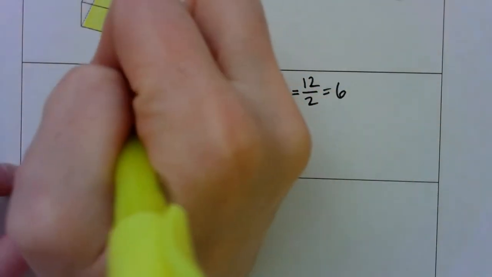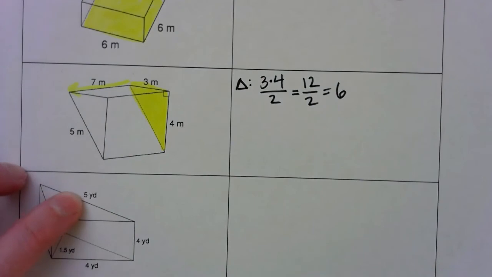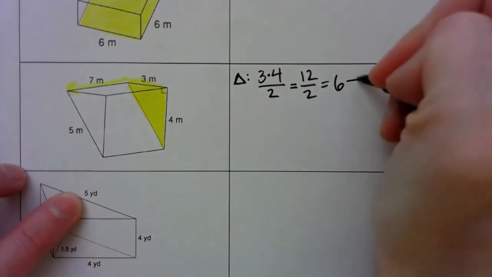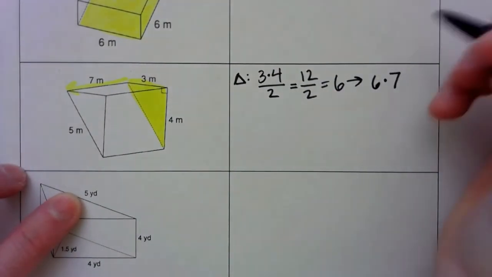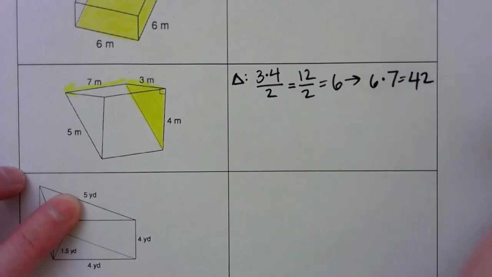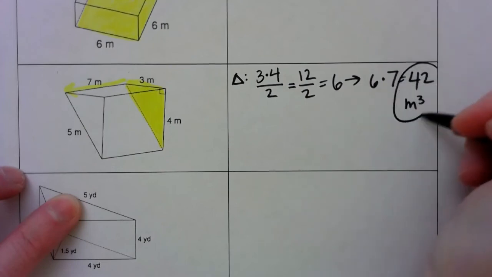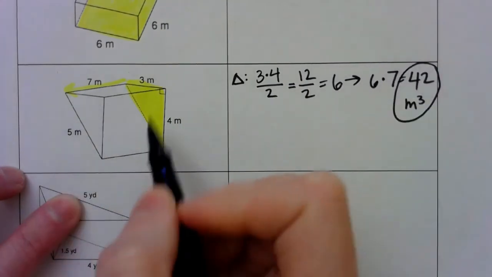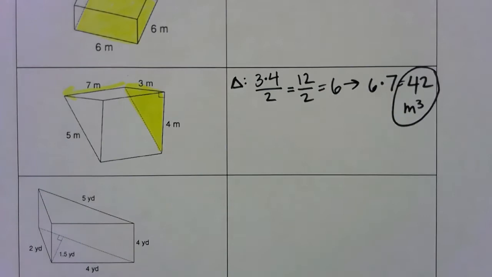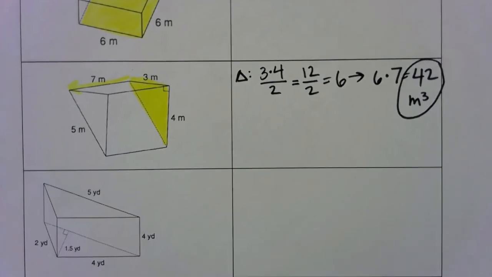Okay, so from this base all the way to the other one is 7. So I'm going to take my 6, multiply it by 7, and that is 42. And we're measuring in meters, so this is going to be meters cubed. So 42 cubic meters would fit inside that triangular prism. Go ahead and pause the video here and give this other triangular prism a try.